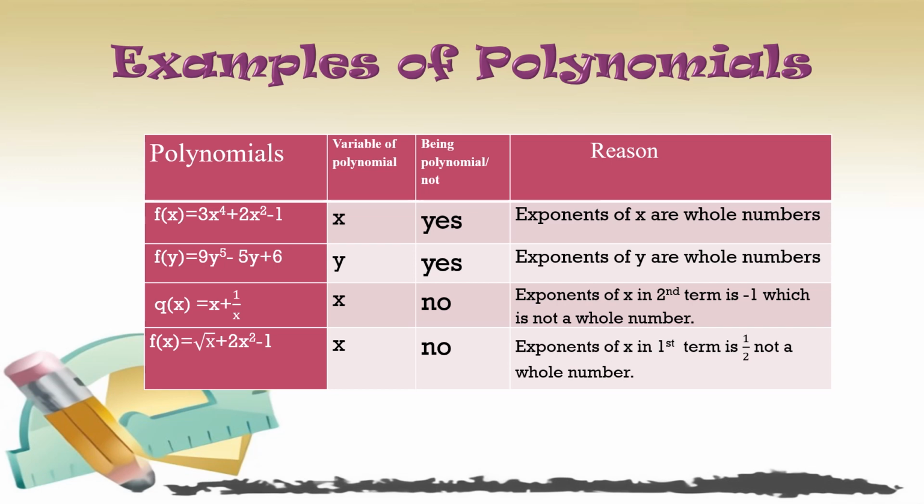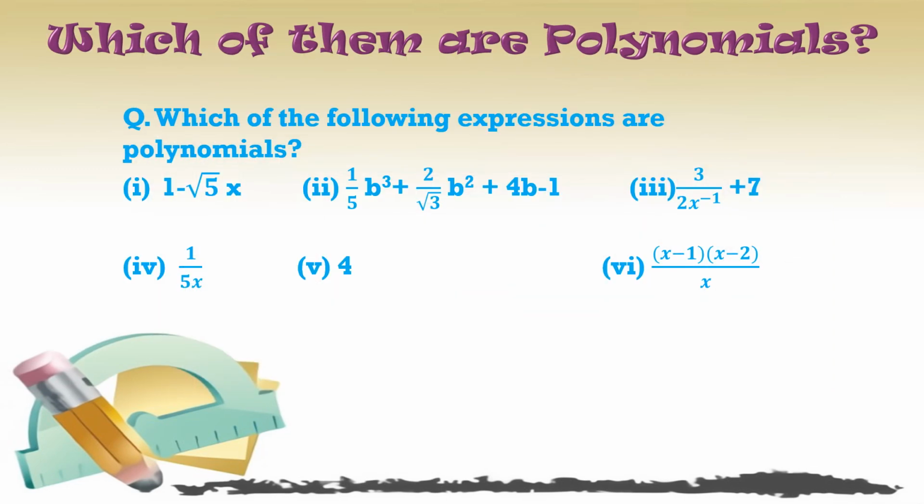Next is, you have to identify which of them are polynomials. So this is a question for you. There are some expressions which are given to you and you have to find out whether these are polynomials or not. So first is 1 minus root 5x. Check. I'm not going to tell you the answer right away. I'll wait for say 10 seconds. Then I will let you know the answer. You find it out. What do you think will be polynomials?